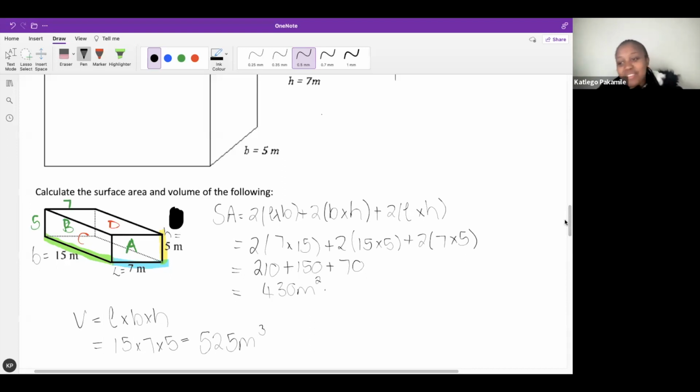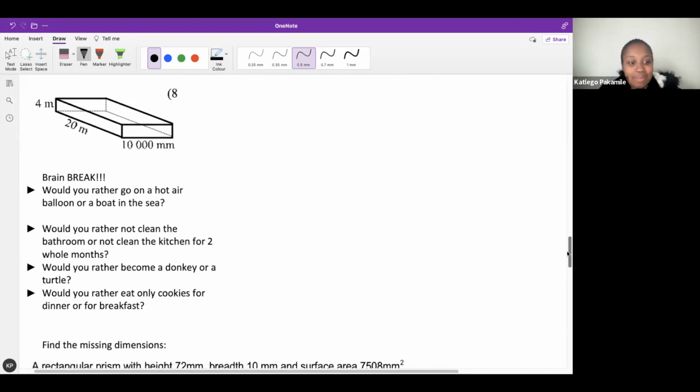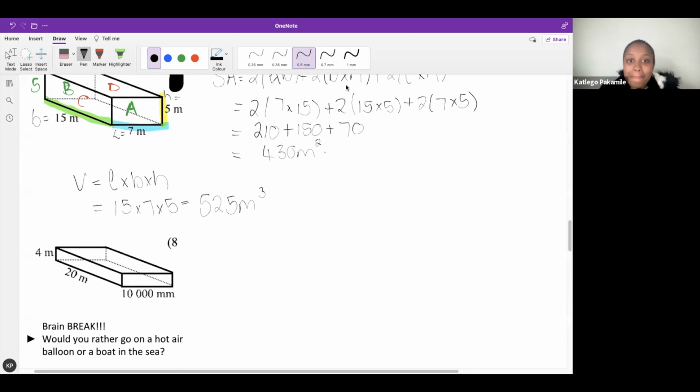Okay, hands up for the brain break. Let's go to the brain break. Setabila's hand was like, boom. Woo!